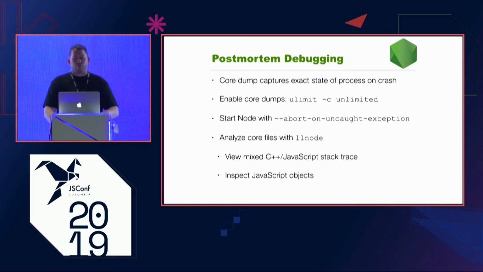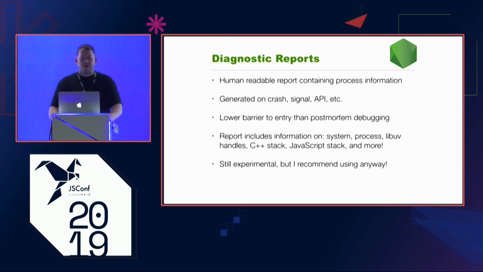Another problem with this approach is that tools like llnode depend very heavily on the internals of V8, and so they break every time Node upgrades a version of V8. So we're always playing a sort of game of catch-up there. That led to another recent addition in Node, which is diagnostic reports. I like to think of it as very lightweight postmortem debugging. You don't get all of the same detail that you would get with a core file, but there's a much lower barrier to entry, and it's much more configurable.